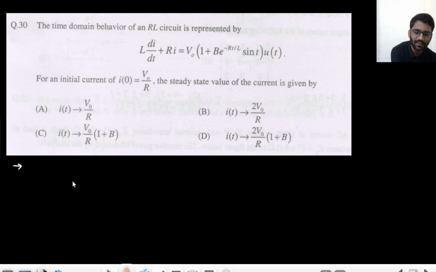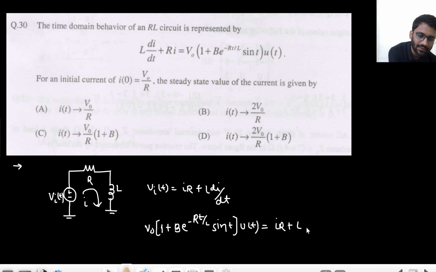So this is simply a series RL circuit with a voltage source, let's just call this my V in t. Okay. This is R and this is L. Right. This is my series RL circuit. And there is this current I. So V in t is IR plus L di by dt. So simply what is V in t? That is V naught into 1 plus B e to the power minus Rt by L, u(t). That equals IR plus L di by dt. So simply this is my circuit.